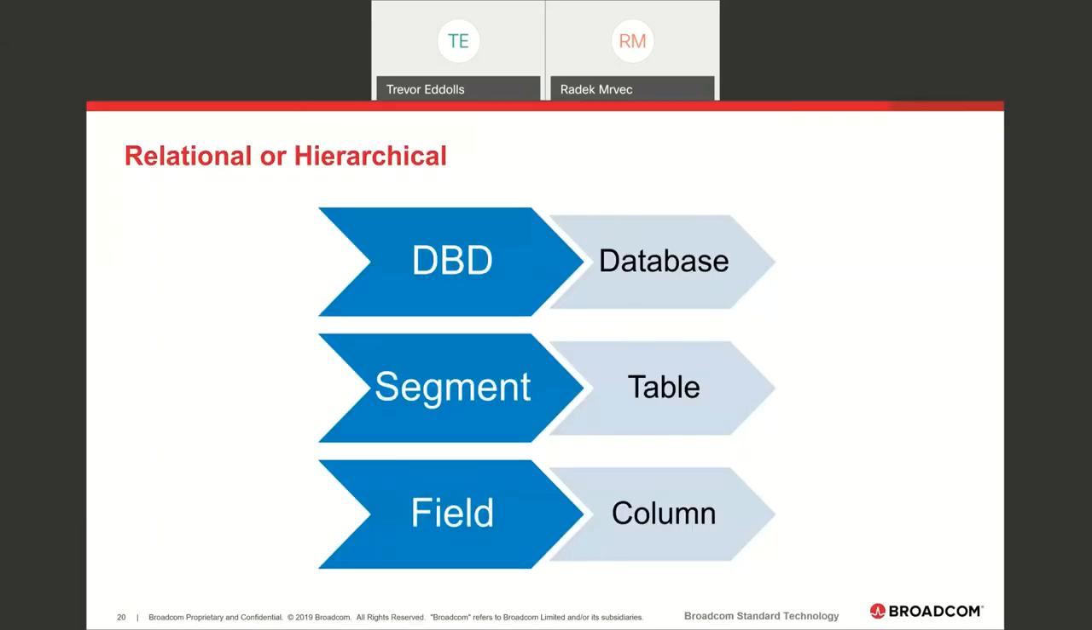How to do that? You will have just simple tasks here, nothing complicated. Let's define these three keywords. DBD will be database. Okay, how surprising. Segment will be table, and field will be column. There are many more of these mapping keywords, but for our task, these three are really enough. So now we have defined these three keywords and we are prepared to ask them for some work.